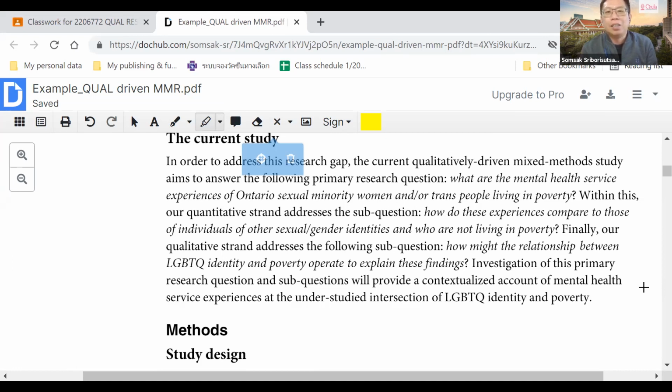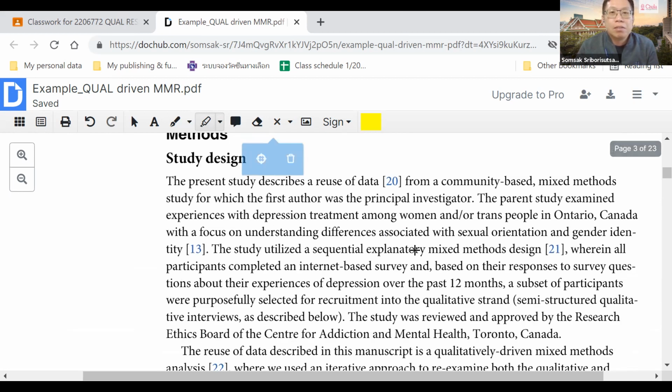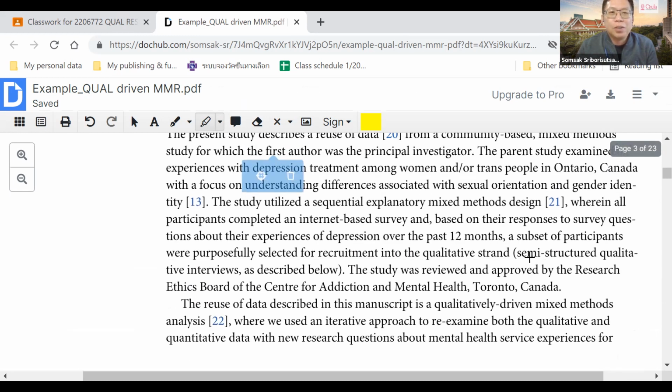But they separate the sub questions into two strands, quantitative first and then qualitative. That means, at the end of this paper, they will answer both research sub questions as well. Yeah. So it depends on your research questions. So they got three. Okay, your turn now.